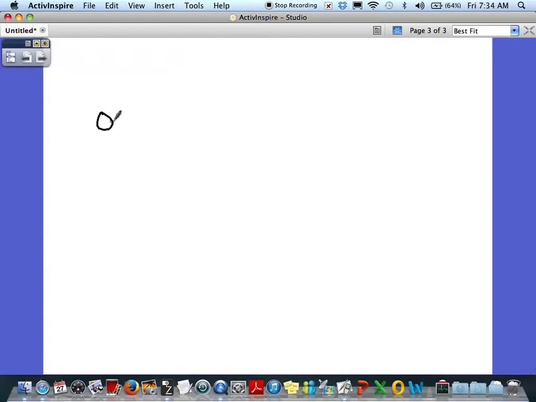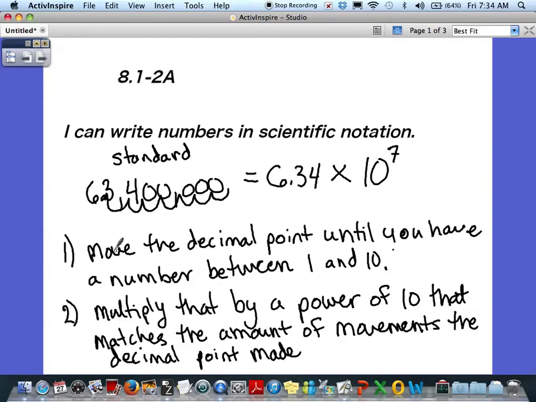What about really small numbers? Like tenths, hundredths, thousandths, ten-thousandths, millionths, ten-millionths. This is 45 ten-millionths. It's a super small number. Well, the steps stay the same. First, move the decimal point until you have a number between 1 and 10.